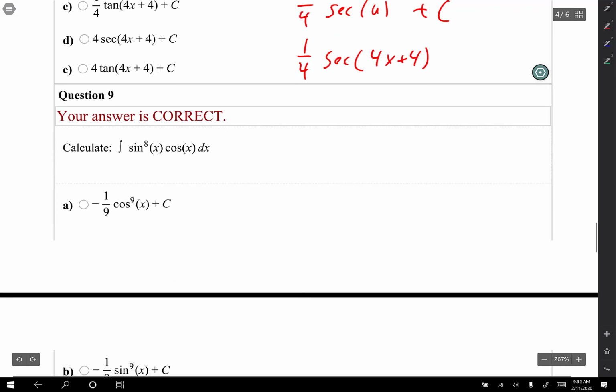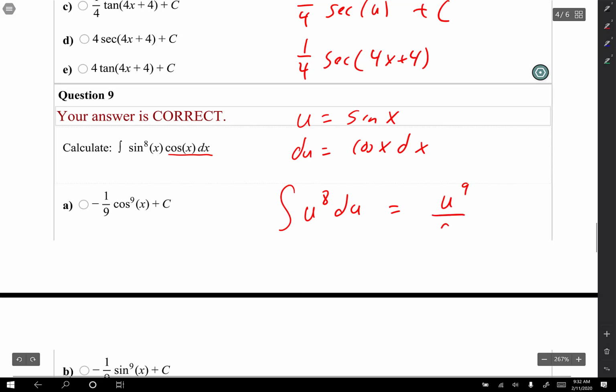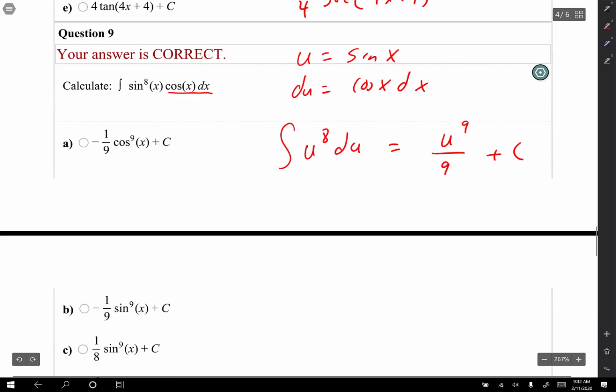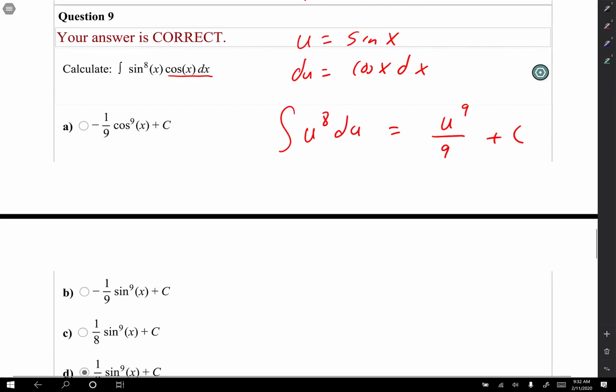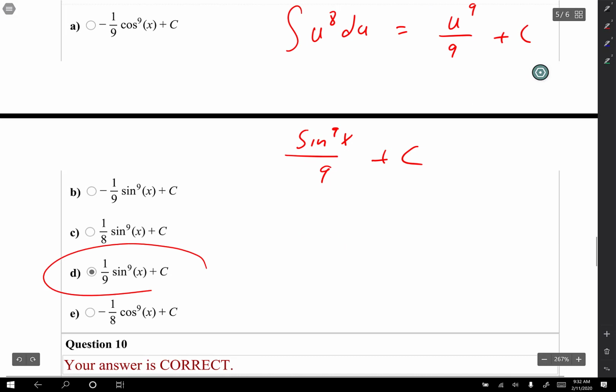Question 9. So I see a cosine x dx. They're helping me out here. So u is going to be equal to sine x. So du is going to be equal to cosine x dx. So here we go. Integral u to the 8th du. So that's u to the 9th over 9 plus c. Plug in what u was. So sine to the 9th x over 9 plus c. And there it is.